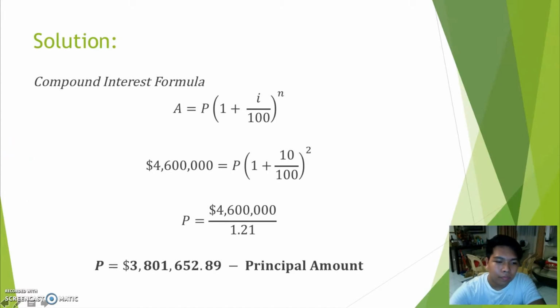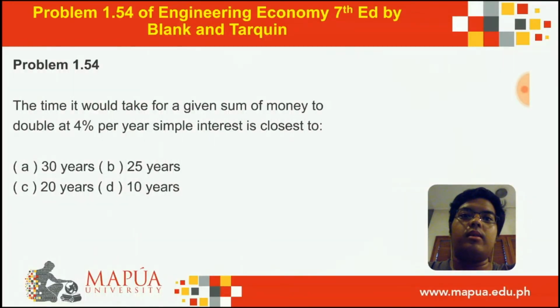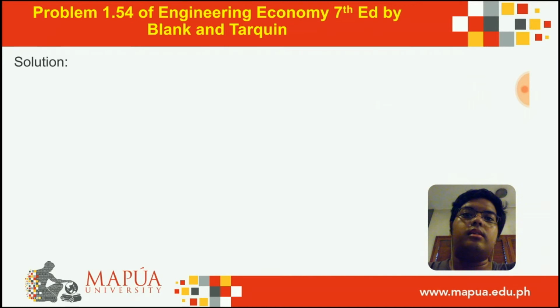For problem 1.54, the time it will take for a given sum of money to double at 4% per year simple interest is closest to. Choices are A, 30 years, B, 25 years, C, 20 years, and D, 10 years. So next, the solution for the problem.